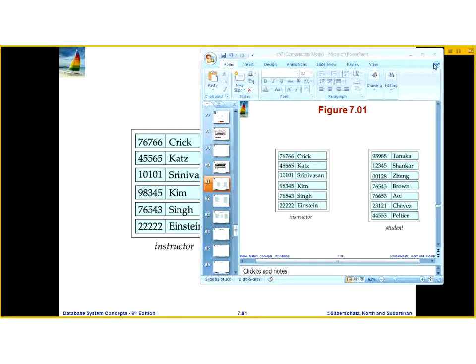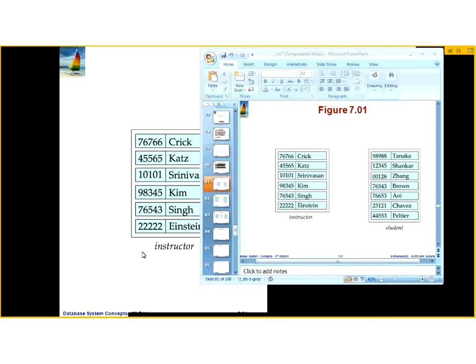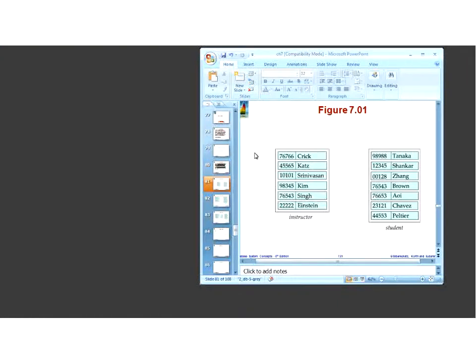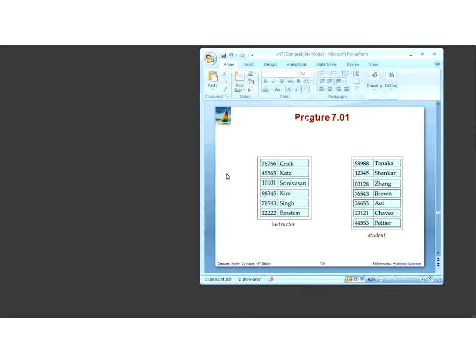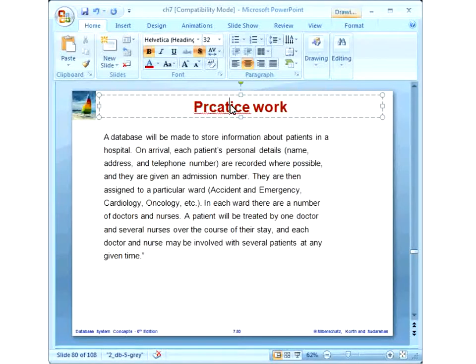I don't know what's the problem with it. I want to do full screen, but it's not working. Can you see here? Can you see the question? Can you see the question?